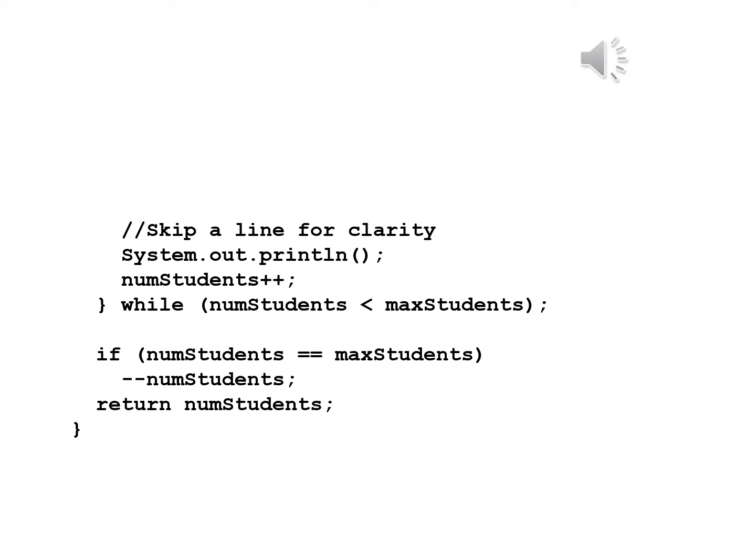We're going to use System.out.println to skip a line for us. We'll now add 1 to numStudents so it indicates the number of students for whom we have currently read in exam scores. And as long as numStudents is less than maxStudents, we know there's a possibility of reading in more grades. Now below you'll notice we write if numStudents is equal to maxStudents. If that's the case, we've already read in 30 grades. What we're going to do now is subtract 1 from the total, and then we will return the value numStudents.